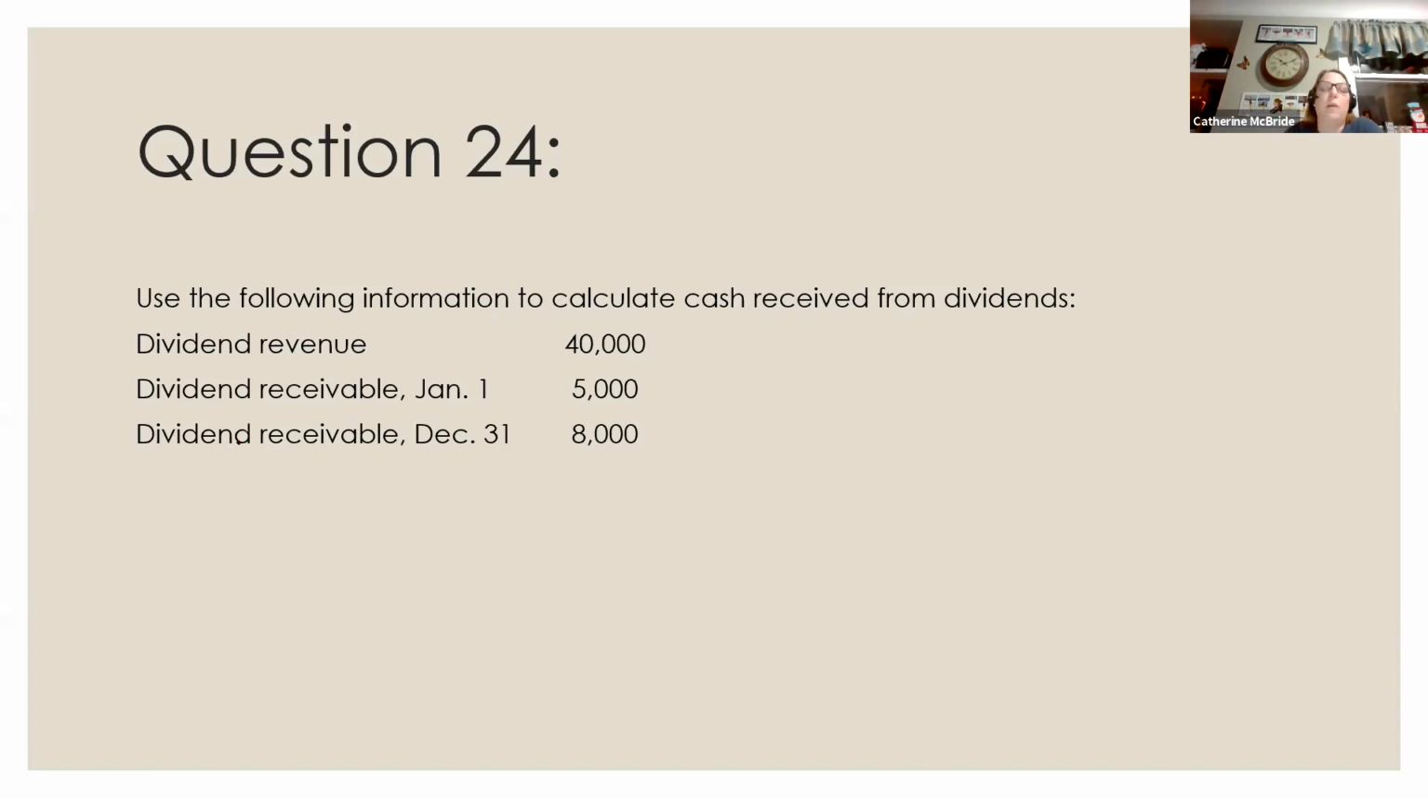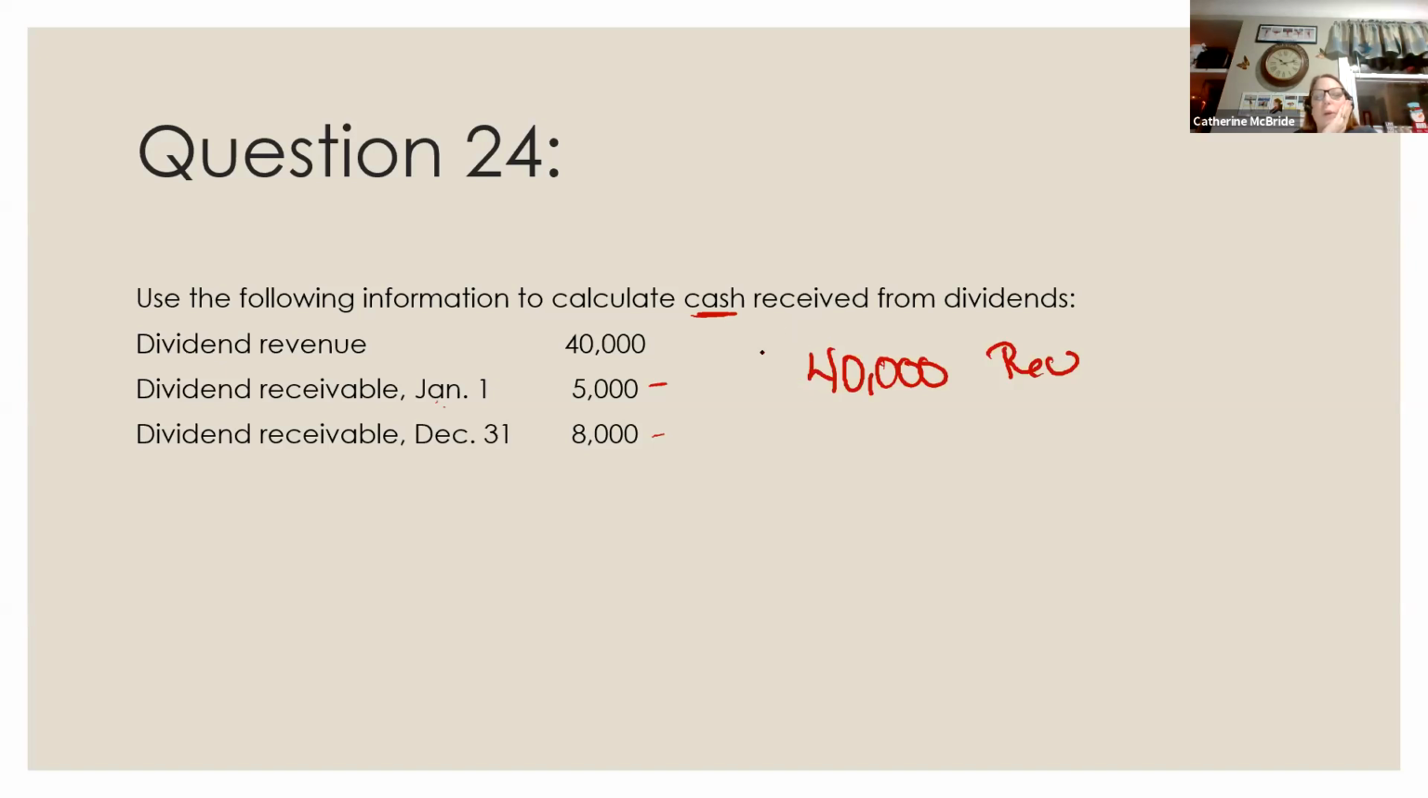Okay, so the way you figure this out, I'm just going to show you. We know that we want to know cash, right? We know that we have $40,000 in revenue from dividends, but we want to adjust it for how much cash was received. So if the receivable on January 1st was $5,000, and the receivable on December 31st is $8,000, that means that $3,000 of this 40 went into a receivable and we didn't receive it in cash.